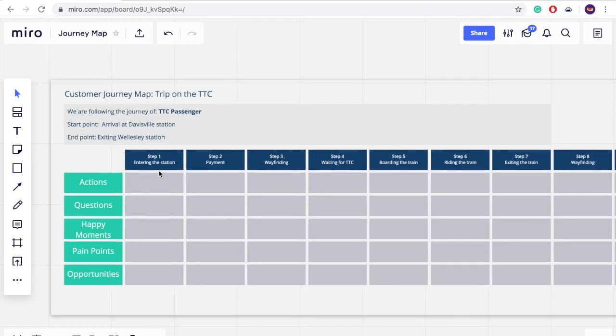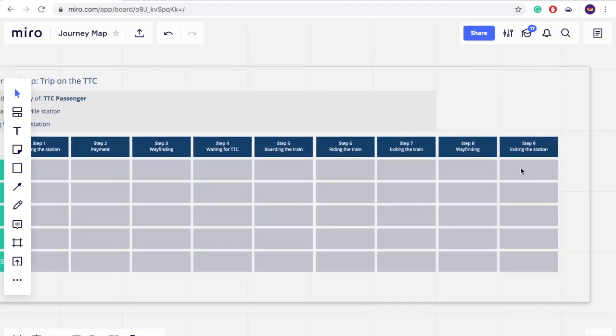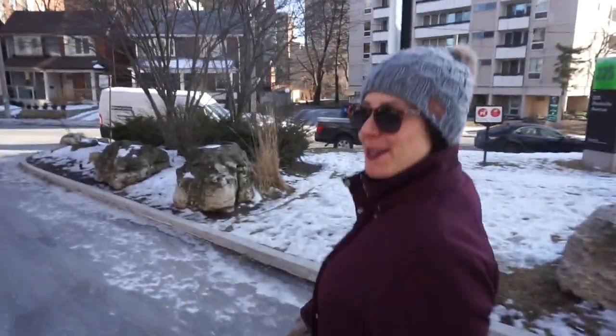At this point, if we've already completed our initial research, we can start to fill in what the steps of our customer journey are. Come on, we're going to do some field research.